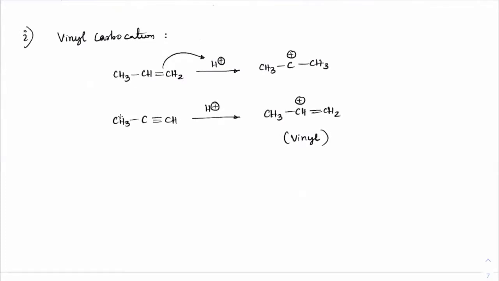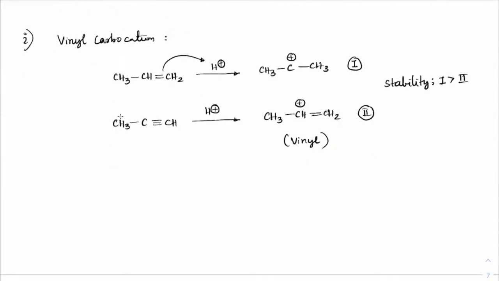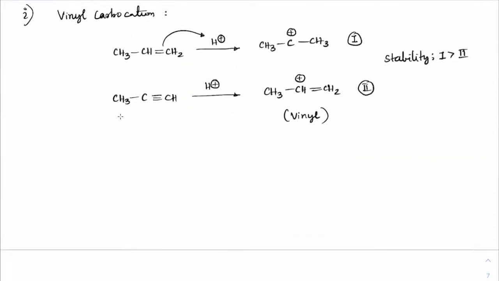So if you consider this as intermediate 1 and intermediate 2, which is more stable? Stability wise, the first one is more stable than the second one. So which is more favorable? Electrophilic addition in the alkene is more favorable compared to that of alkynes. All right. So this is one of the reasons, vinyl carbocation formation.